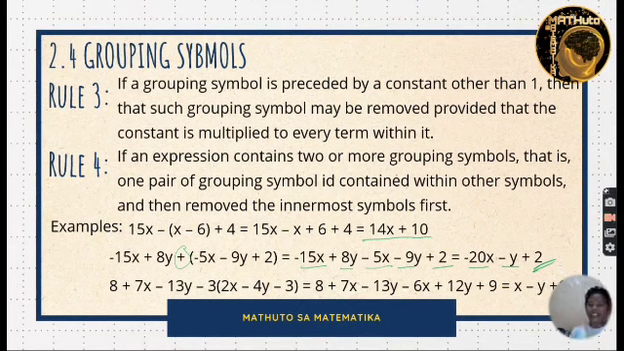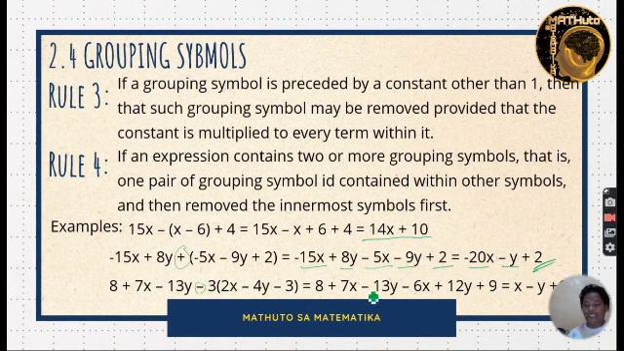And for our third example, we're going to use rule 3. So, if we have a constant other than 1: 8 plus 7x minus 13y minus 3 times the quantity 2x minus 4y minus 3. And the sign here is minus sign. So, magchange po yung ating sign ng nasa loob ng grouping symbol.